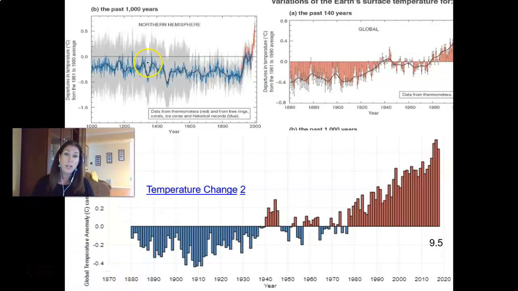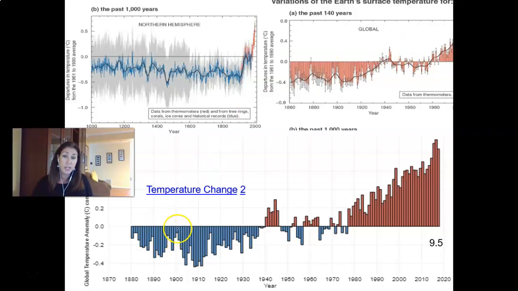So when we take a look at these different types of graphics, you see historically we were in a little ice age in 1000. This is in the northern hemisphere. And then right around the time of the Industrial Revolution, that's when our temperature increased. This takes a close up at the start of the Industrial Revolution around 1860 and how much that temperature increased.